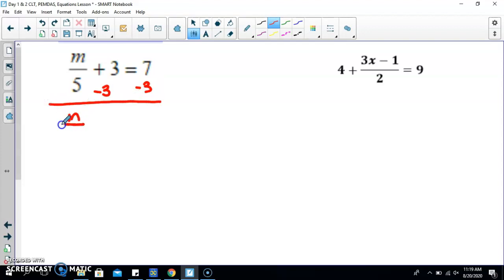m divided by 5, 3 minus 3 is 0, is equal to 7 minus 3, which is 4. Now, we have m being divided by 5. Remember, the opposite of division is multiplication. So I'm going to multiply both sides by 5, and a 5 on top and a 5 on bottom cancels out, and that would leave me with m equal to 20.